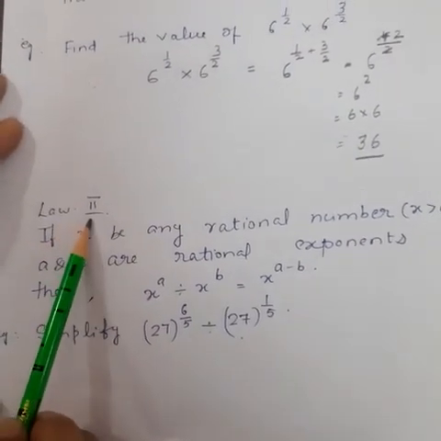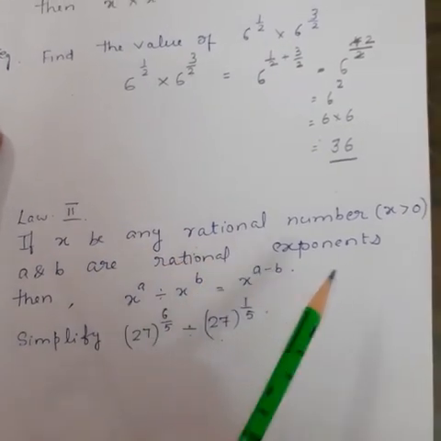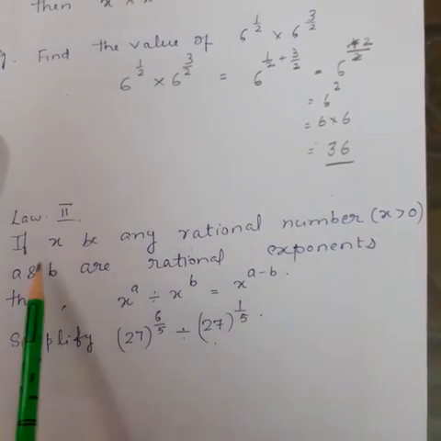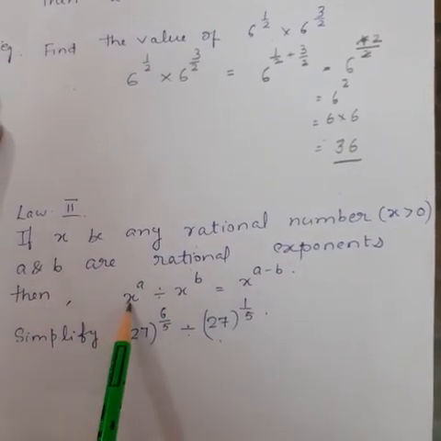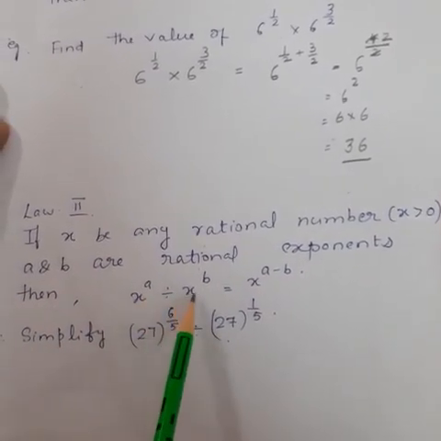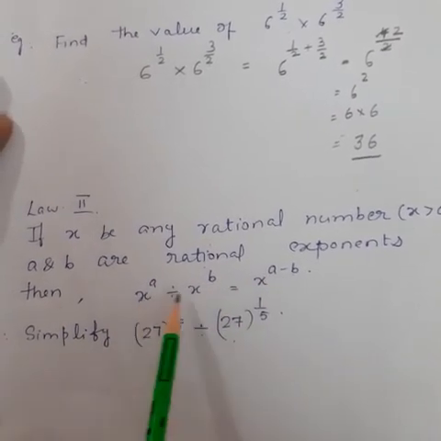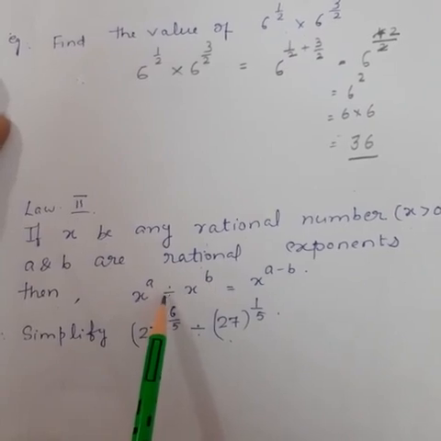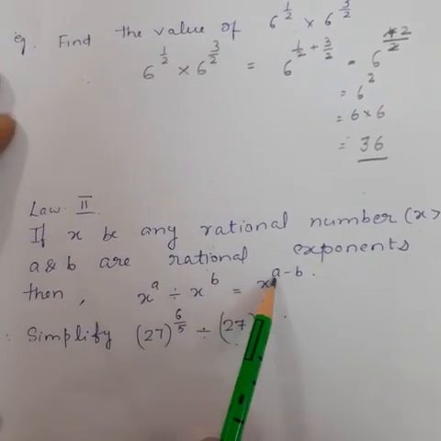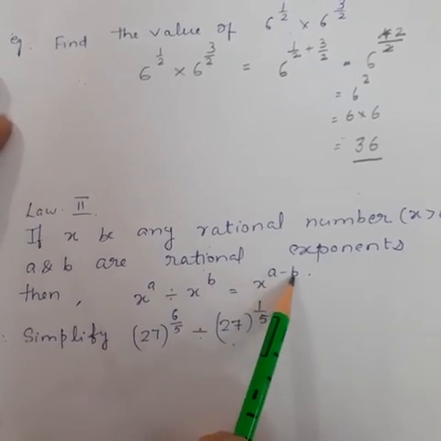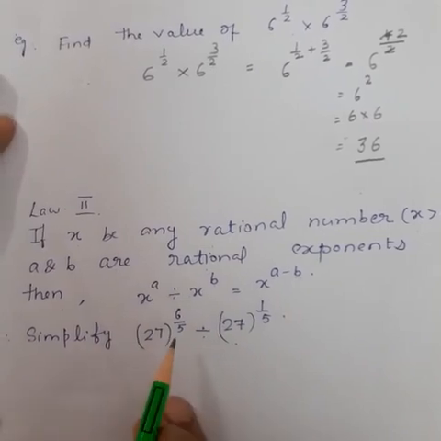Next, second law. If x be any rational number where x is greater than 0, and a and b are rational exponents, then x to the power a divided by x to the power b is equal to x to the power a minus b. Bases are same, the sign is of division. That time we have to subtract the powers, a minus b. So let's do this sum by using this rule.